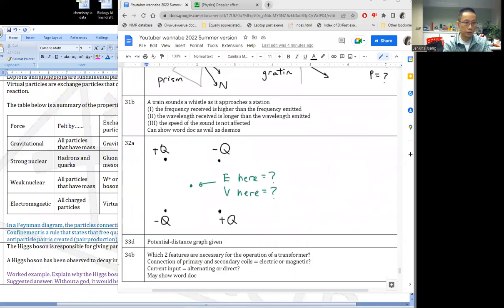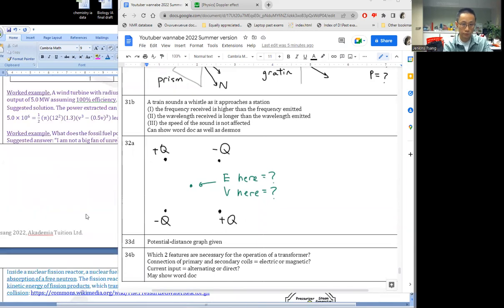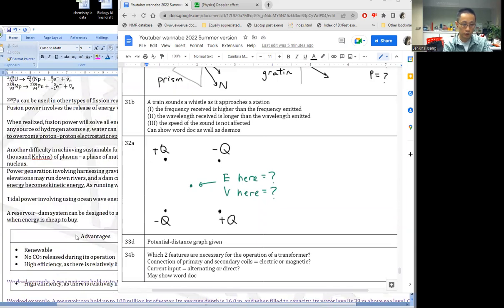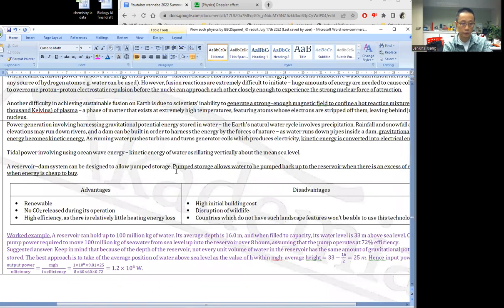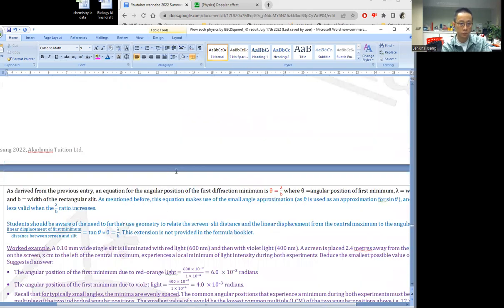So question 31, a train sounds a whistle when it approaches a station, and the question has 3 statements which you have to determine are they correct or not. A train sounding a whistle when it approaches a station is a situation where you have an approaching source that's emitting sound. In this kind of situation, the frequency increases, and that in turn is because wavelength decreases while the speed of the wave remains constant. So the answer is 1 and 3, because the change of wavelength proposed by the second point, wavelength received is longer, is just not true.